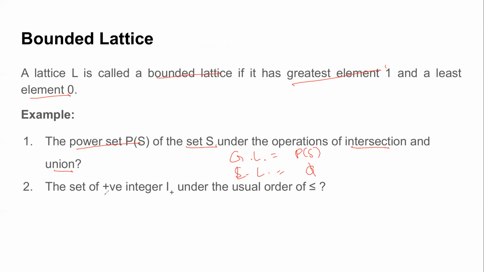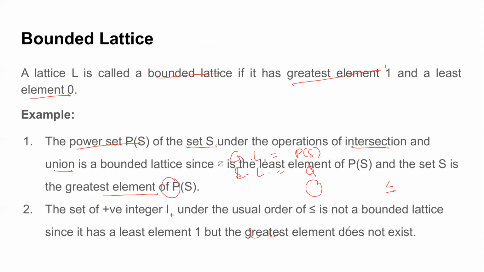Okay, what about the set of positive integers under the order less than? Does this have a least element? If I consider the set of positive integers, does it have a least element? You remember what a least element is, right? There is nothing below it. What about a greatest element? Do we have a greatest element? No, right? So is this a bounded lattice? It is not, because you have a least element, which is 1, but a greatest element does not exist.